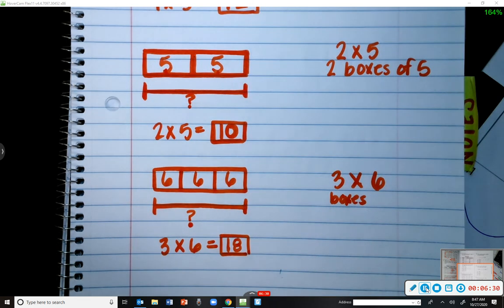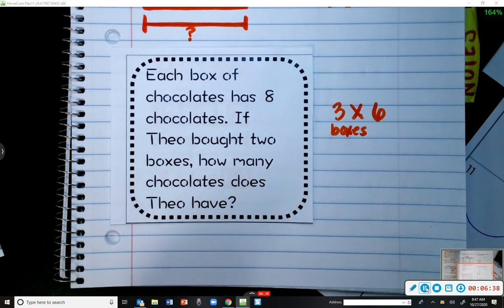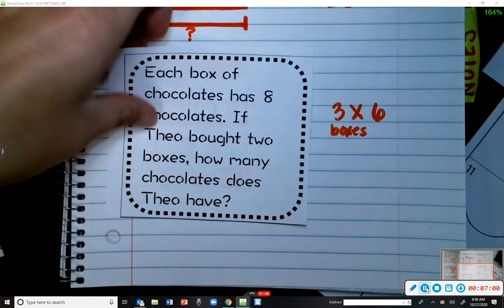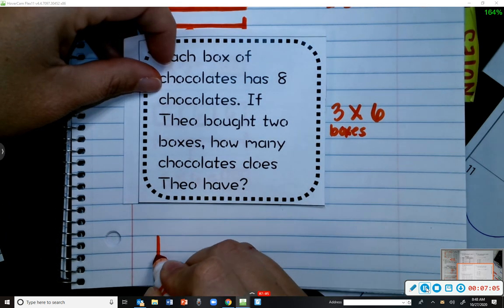Okay. Now let's look at a word problem. And you'll see how this applies to word problems. Okay? Each box of chocolates has 8 chocolates. If Theo bought 2 boxes, how many chocolates does Theo have? Okay, so let's think about this. How many boxes of chocolates is he buying? 2. So for my strip diagram, I'm going to draw 2 boxes.